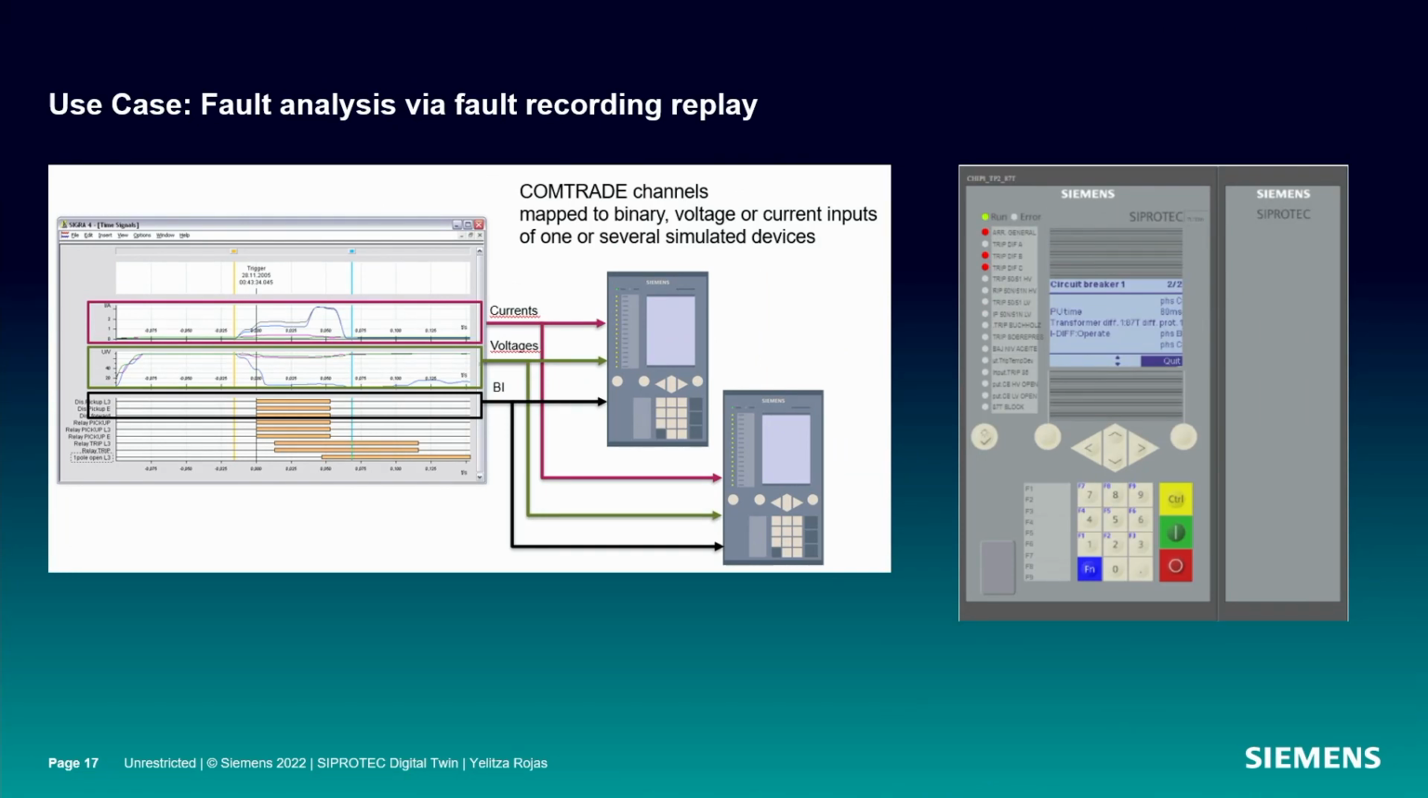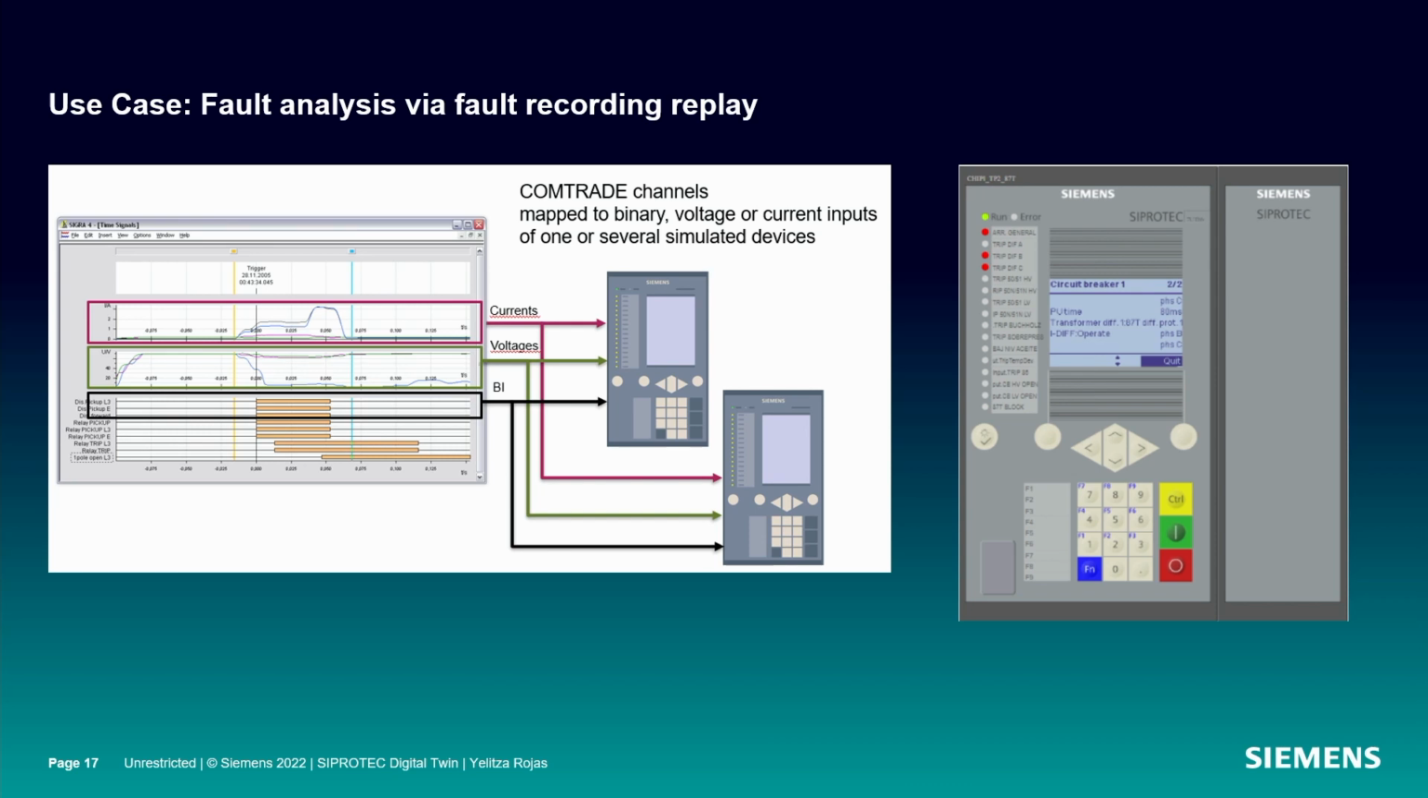The COMTRADE file of the real device is retrieved and replayed virtually by mapping the analog and binary channels to the digital twin inputs. That is, the inputs of the device are not fed from the simulator, but from the COMTRADE.